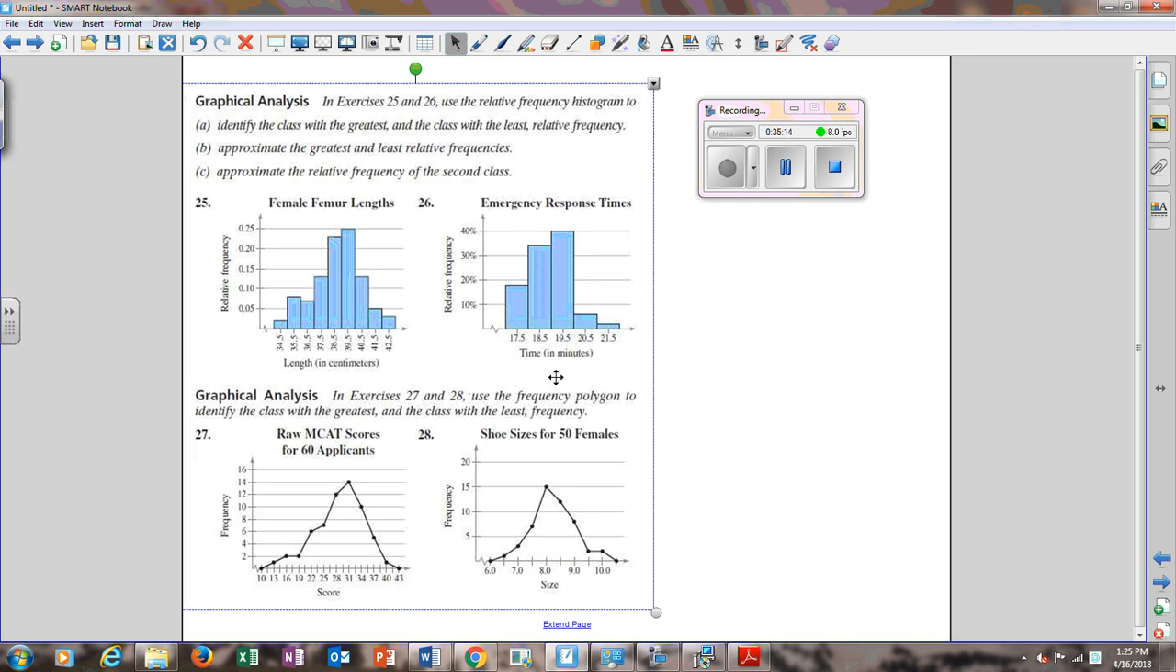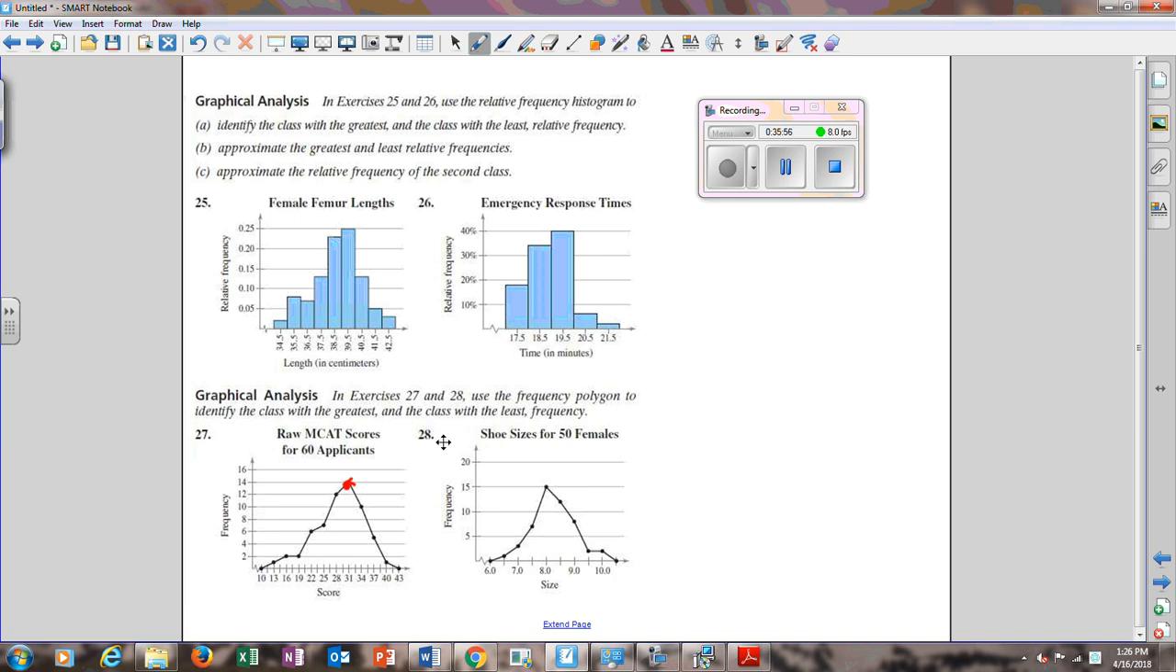All right, 27 and 28. Use the frequency polygon to identify the class with the greatest and the class with the least frequency. The class with the greatest is going to be your highest point. So that's at 31. Again, two different ways to report this. You could say 31, or you could say, well, what's in between this dot and this dot? So in the class, it's between 28 and 34. I'm fine with either way. This is more efficient than just saying 31.